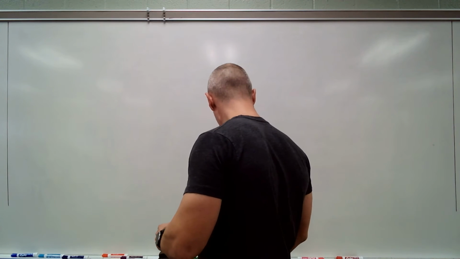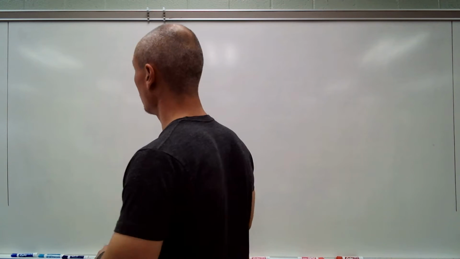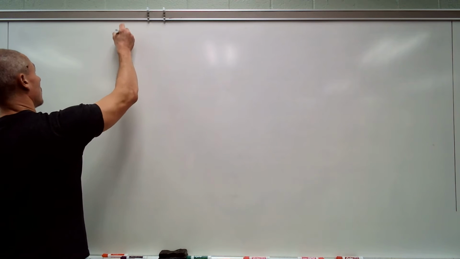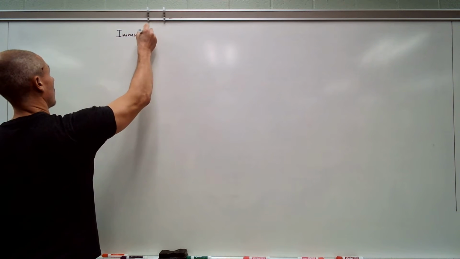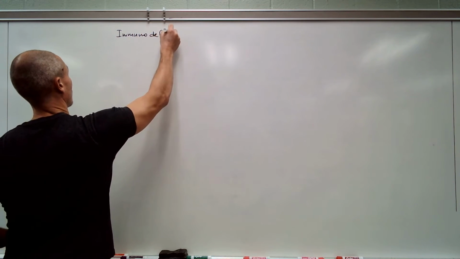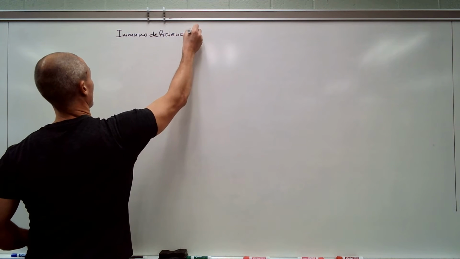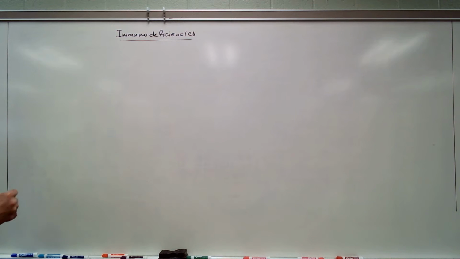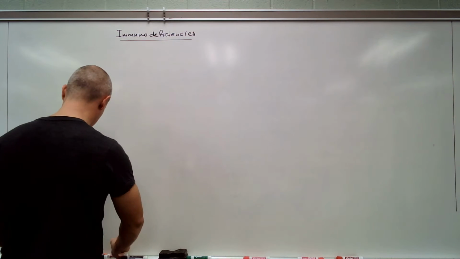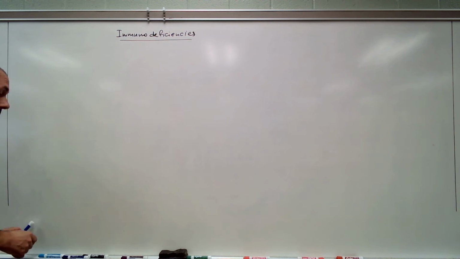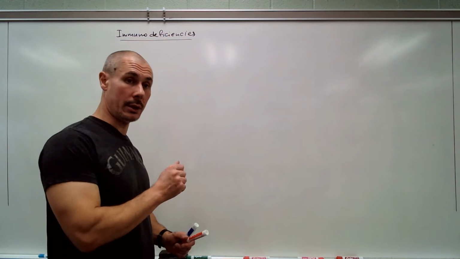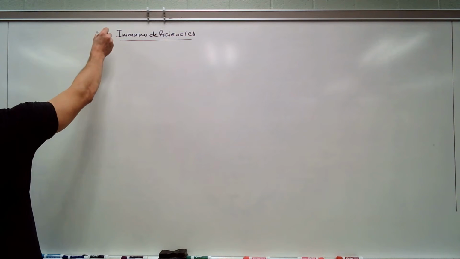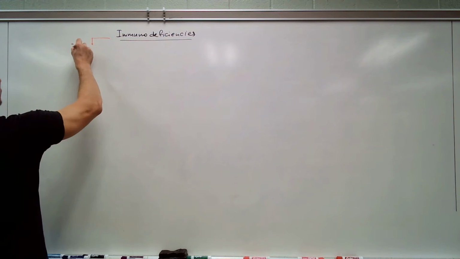So this will be immunodeficiencies. And they can be divided into two categories, and you need to know only the ones that are on this list. So first category is acquired immunodeficiencies.